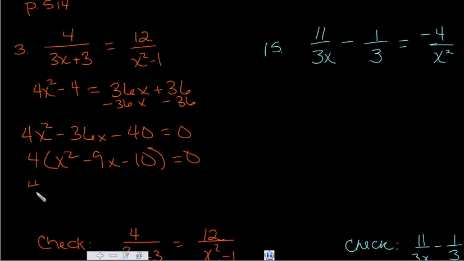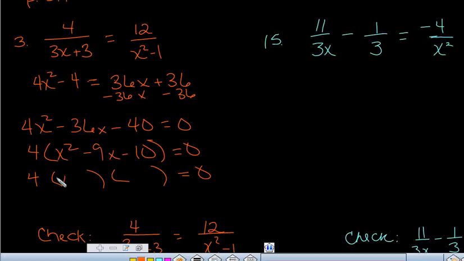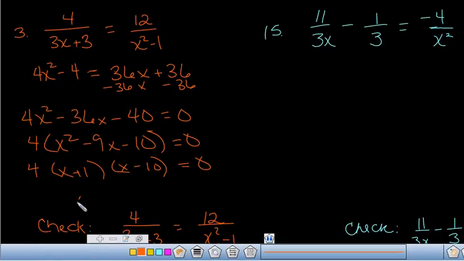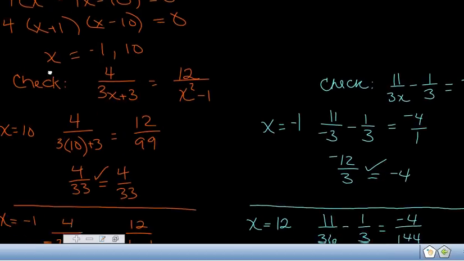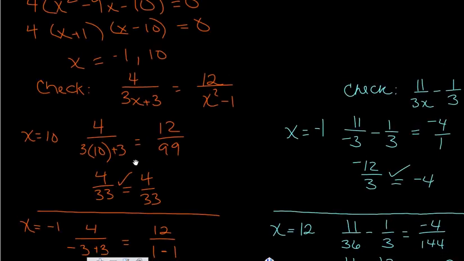Now what I can do is factor it. I want factors of 10 that equal 9. That's going to be minus 10 and plus 1. And now that'll give me x is equal to -1 and x is equal to 10. The next thing you want to do is check your answers. Now I've already done this in this problem, so let's just follow along.